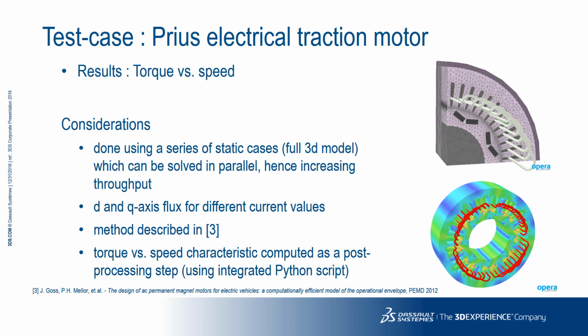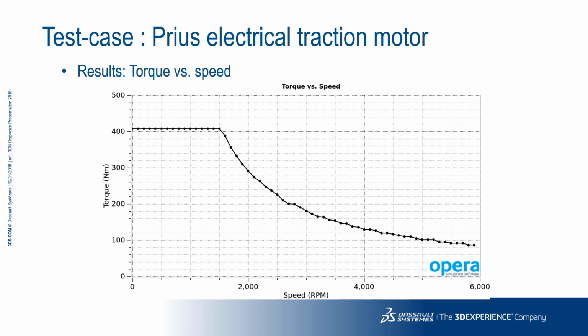A torque versus speed analysis is achieved using a series of static cases, all automatically generated using the method described in the reference. And here we see the torque speed curve. Many more results are available in the Opera post-processor, allowing the designer an unparalleled insight into the performance of the design as compared to historic methods of motor design.